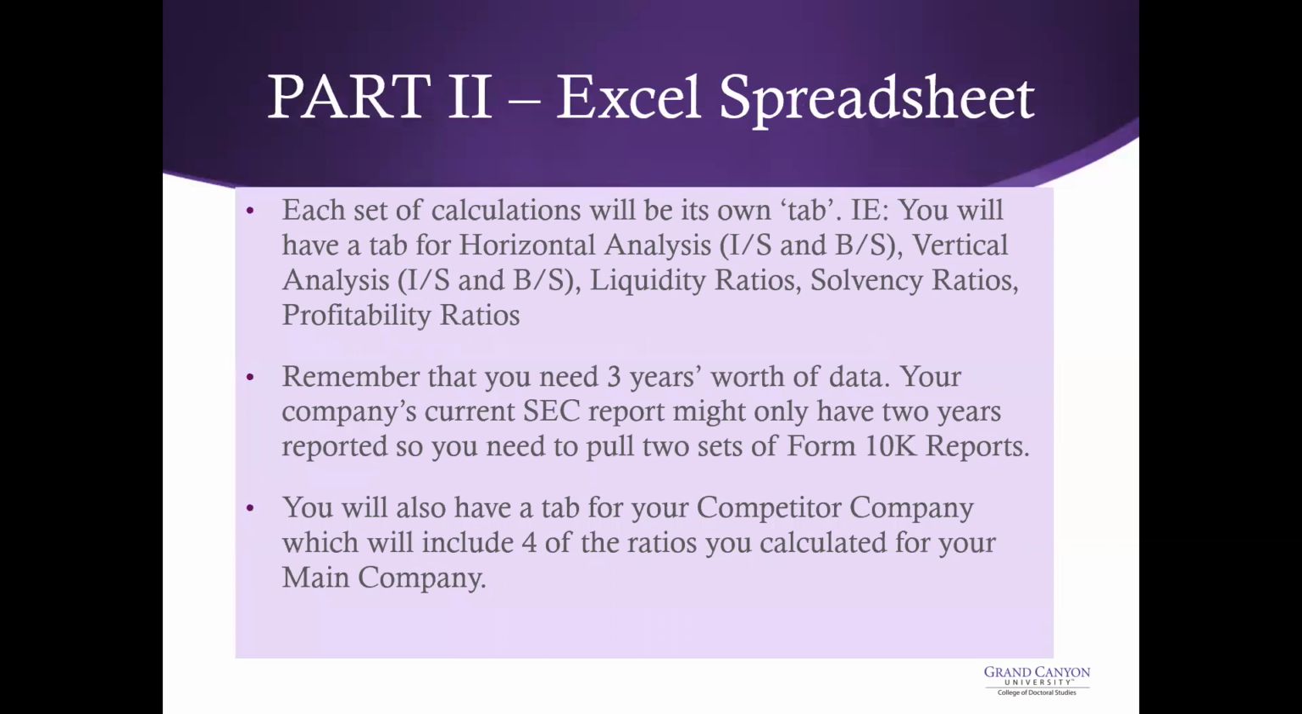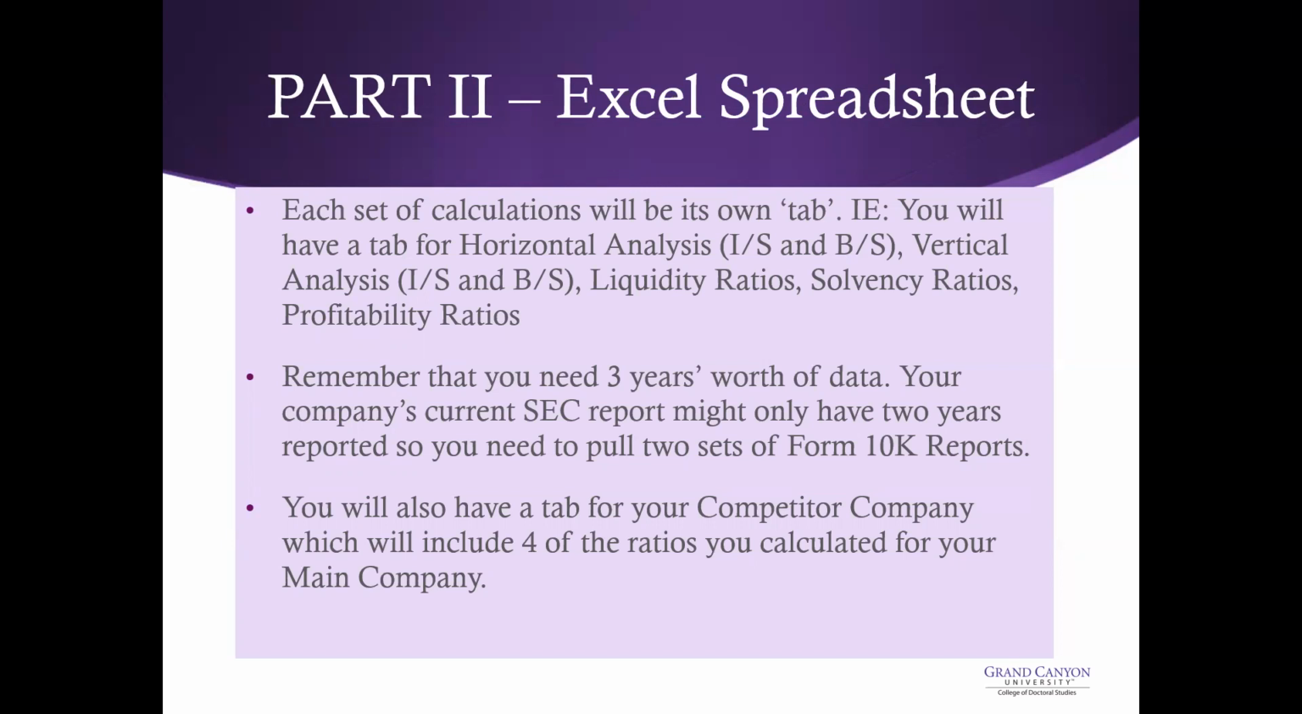Now, part 2 is the Excel spreadsheet. In this, you're going to have a set of calculations that are all going to be on their own tabs. And we'll see an example of that later. You will need 3 years worth of data. So if your company's current SEC report only reports 2 years worth of data, you need to go and pull an additional Form 10-K report from the prior year to get that 3rd year.